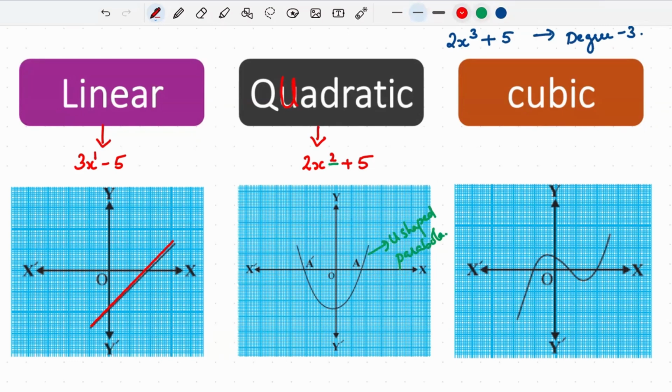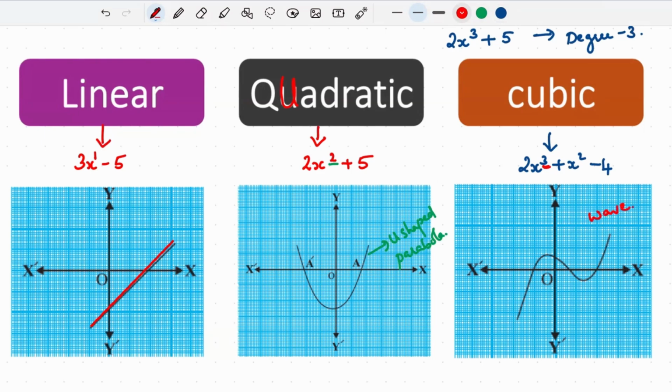Next comes the cubic. Cubic means the polynomial of degree 3. So you can have 2x cubed plus x square plus 4 or minus 4. So here you can see the highest power is 3. So it is referred to as cubic. So x cube is referred to as cubic polynomial. So here you can see it is of the shape of a wave.